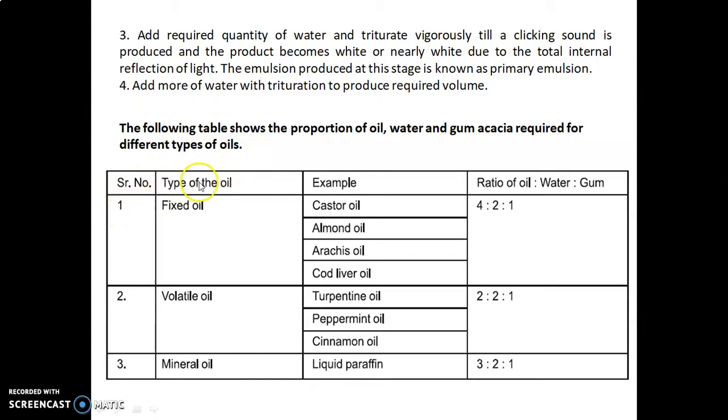Serial number, type of oil, example, ratio of oil to water to gum. First, fixed oil, for example castor oil, almond oil, arachis oil, cod liver oil. The ratio of oil to water to gum is 4:2:1. Second, volatile oil, that is turpentine oil, peppermint oil and cinnamon oil. The ratio of oil to water to gum is 2:2:1. Third, mineral oil, liquid paraffin, ratio of oil to water to gum is 3:2:1.